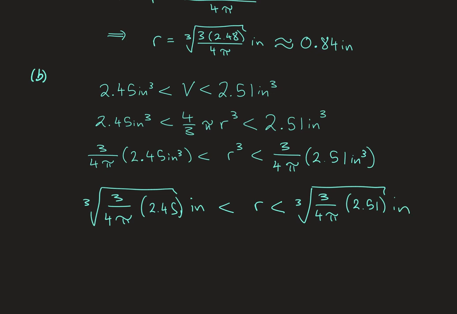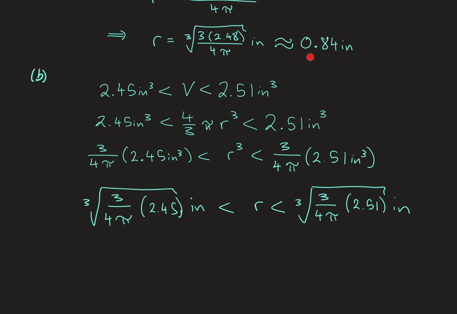I really hate using a calculator. I'm not a big fan, but I will do it for this video. 3 times 2.45 is equal to 7.35, divided by 4, divided by pi. Should be very close to what we had for the radius here. It should be just slightly below this number is what we should get.